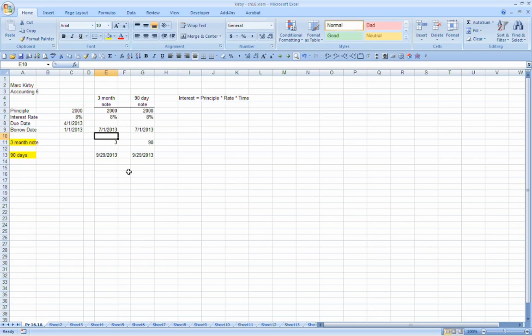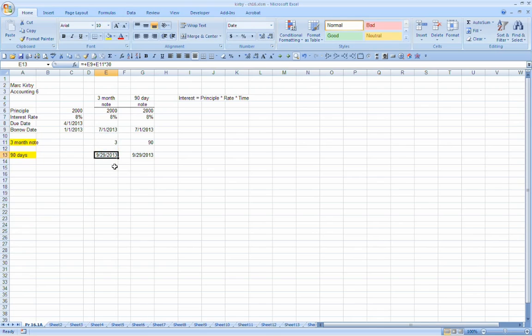Okay. Here we go. Here's one where there's an odd number of days in a month. So look what I've done. I have borrowed the money on July 1, 2013 for 90 days. It would be due 90 days, you do the simple math, hit F2, is September 29th, 2013. Okay, that seems reasonable. If I borrow the money for 3 months, so July 1, 2013 plus 3 months times 30 gives me September 29th.